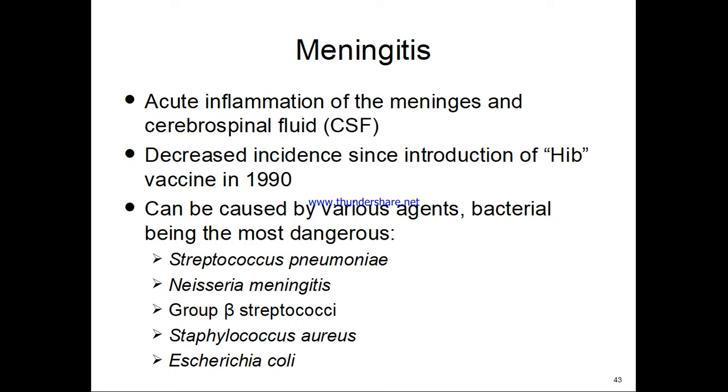Meningitis is an acute inflammation of the meninges and cerebral spinal fluid. It's had a decreased incidence since the introduction of the HIB, the Haemophilus influenzae vaccine, in 1990. That was a primary agent before. It can still be caused by various other agents. Bacterial meningitis is the most dangerous, and among the bacterial agents, the greatest offenders are group B strep, strep pneumoniae, Neisseria, staph, and E. coli.